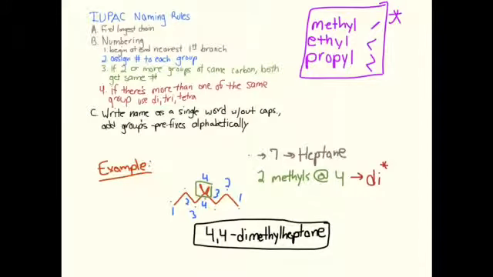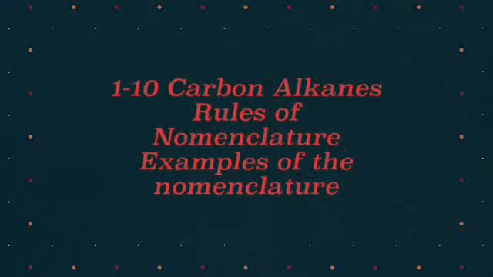Not that complicated. So in conclusion, we talked about the 1 through 10 carbon alkanes, the rules of the nomenclature surrounding them, and a few examples of nomenclature itself.